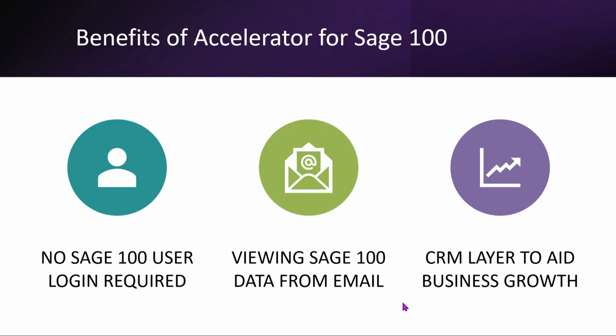So the benefits of Accelerator for Sage 100, obviously first and foremost, no Sage 100 user login required, which means your entire company can actually view the Sage 100 data without having a user login. And as I said, the frequency of the updates can be dictated by the customer. It's obviously just a huge benefit that you can view Sage 100 data from email, which means you don't have to swap between systems. And that CRM layer is to aid business growth. So it allows you to make a record of a call that you have with somebody that hasn't yet become a customer, so they're not in Sage 100, but they could actually be added as a prospect. And as I said, that's stored in the cloud and can be downloaded to be reported upon.